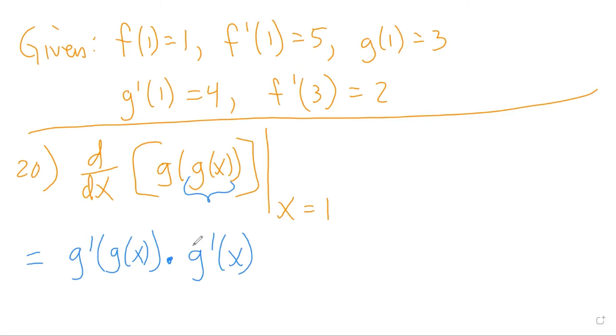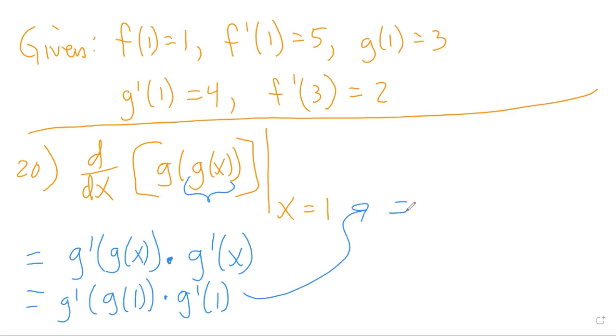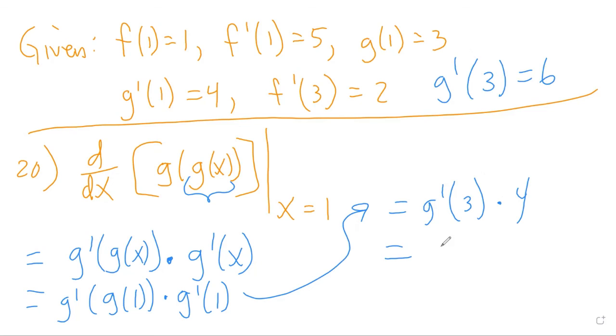So this is our definition here. And now we plug in 1 for all the x's. And let's see, the inside is g of 1, which is 3. So this becomes g prime of 3 times g prime of 1, which is 4. And so we have 6 times 4. And so we get this right here.